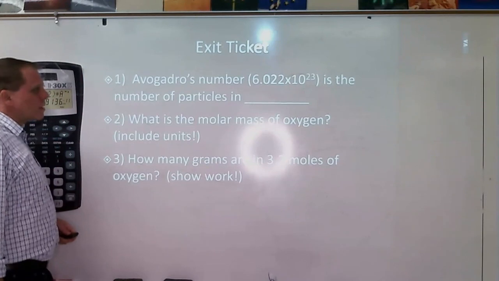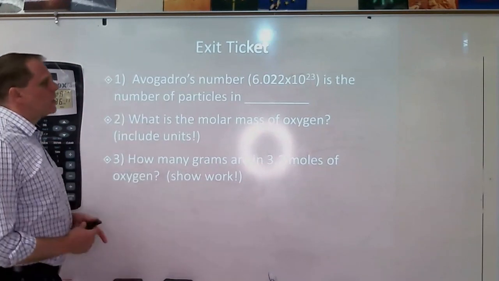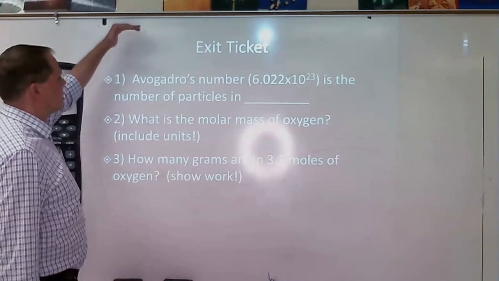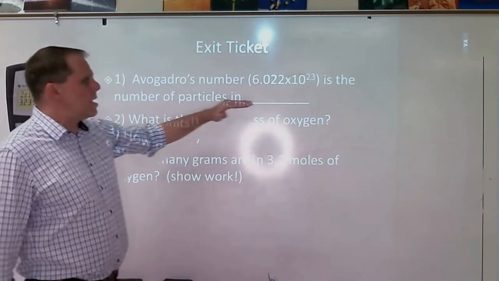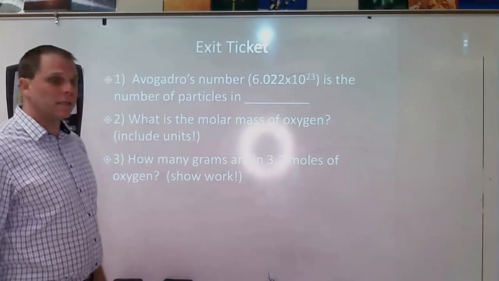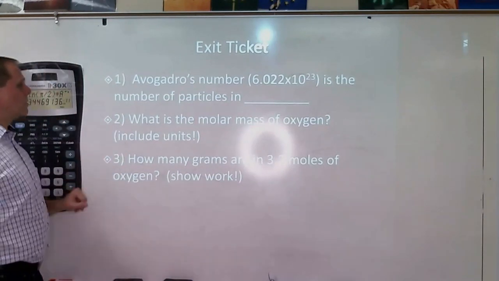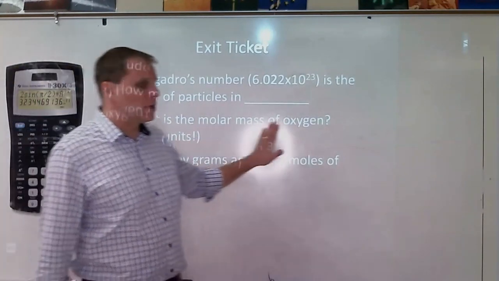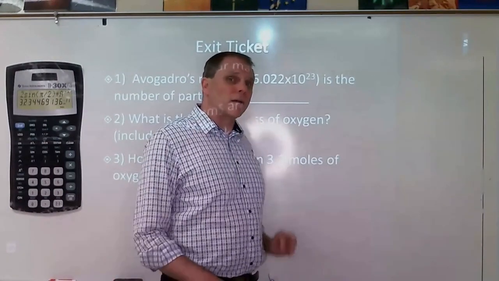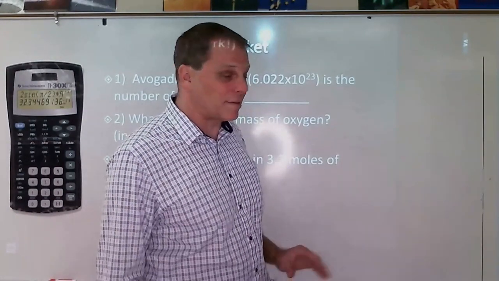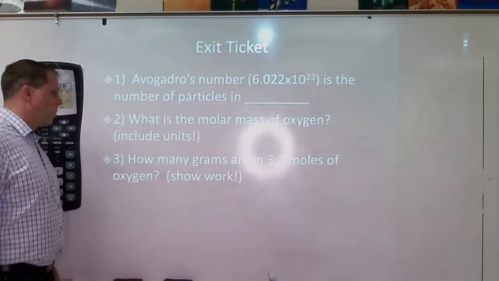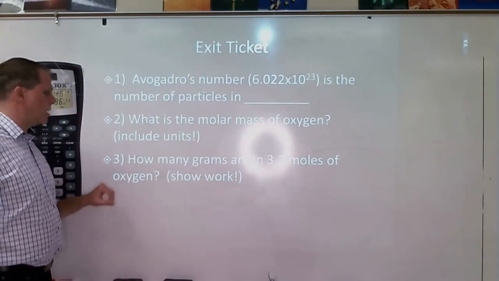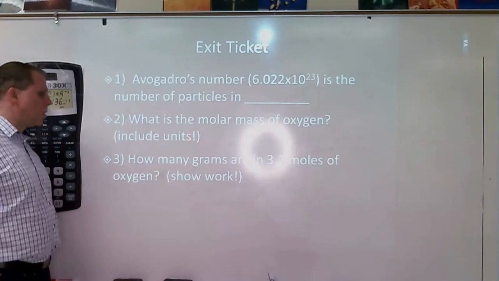All right. So as a next ticket, this is what you should be able to do after having this part of the lecture done so far. Avogadro's number is the number of particles in 1 mole of any substance, right? What is the molar mass of oxygen? Include units. Okay. Well, are we talking about an oxygen atom or oxygen gas? Oxygen atom would be 16.01 grams per mole. Okay, make sure you check that unit. How many grams are in 3.2 moles of oxygen?